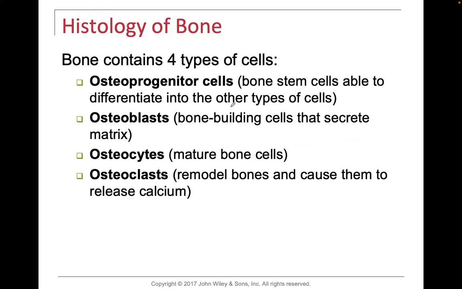Now, when we look at the histology of bone, we have to mention the four types of bone cells. We have the osteoprogenitor cells, which are the stem cells, and these are able to differentiate into other types of cells. The osteoprogenitor can evolve into an osteoblast, an immature cell, and it's the bone building cell, meaning it's going to secrete the matrix.